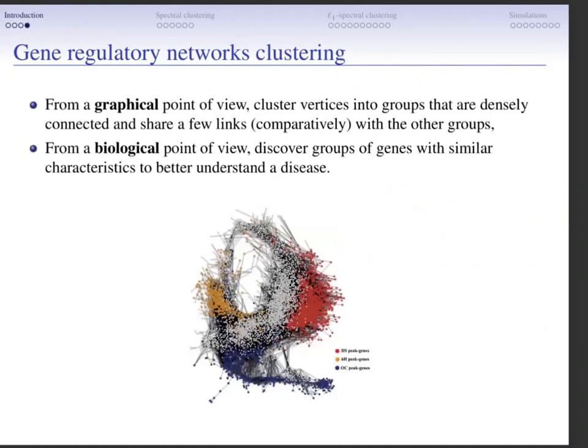What we really would like to do is to define some clustering methods to first cluster vertices into groups that are densely connected and share few links with the other groups. So it's more from a graphical point of view. And from a biological point of view, our objective is to discover groups of genes with similar characteristics to better understand a disease.